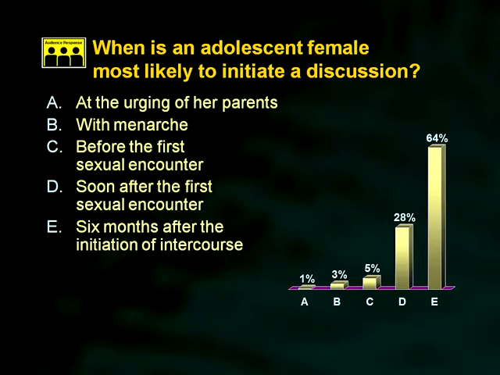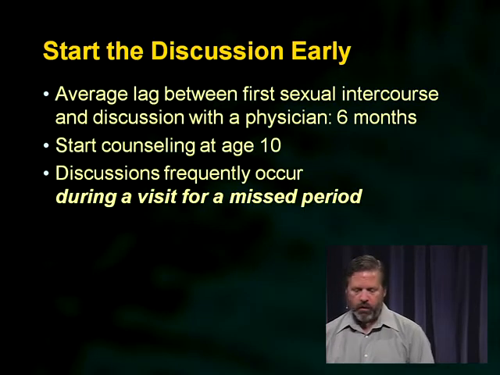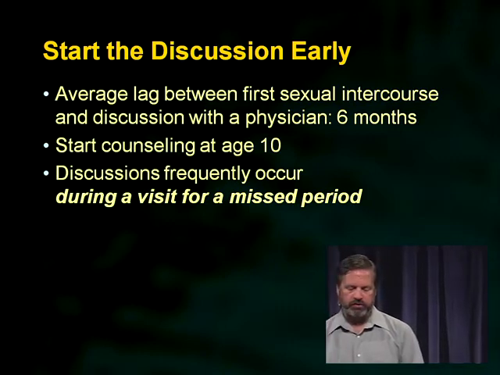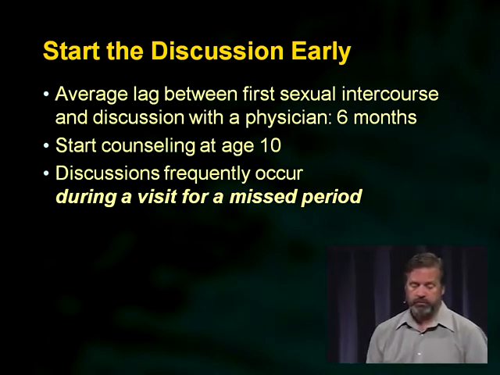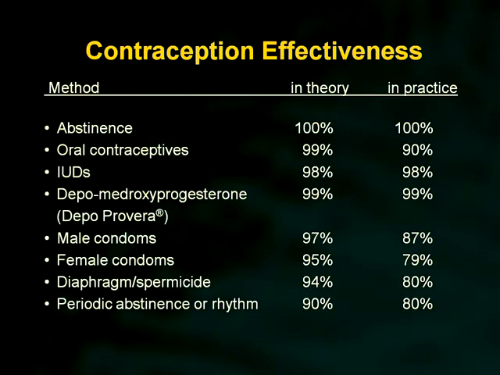Okay, so we have a little split decision here, but the majority wins. In fact, it's most likely 6 months after the initiation of intercourse. So you can't wait for the patient to come to you, because by the time the patient comes to you to discuss this, it's too late. So the average lag between first sexual intercourse and discussion with a physician is 6 months. So you need to start your counseling at age 10. Just needs to be routine. And discussions frequently occur during a visit for a missed period. That's obviously way too late.